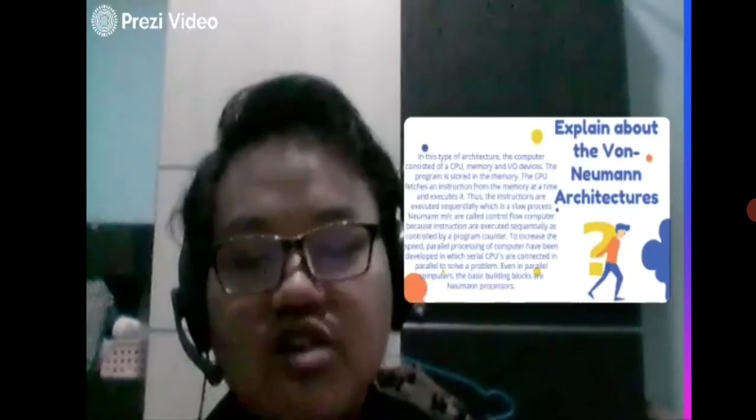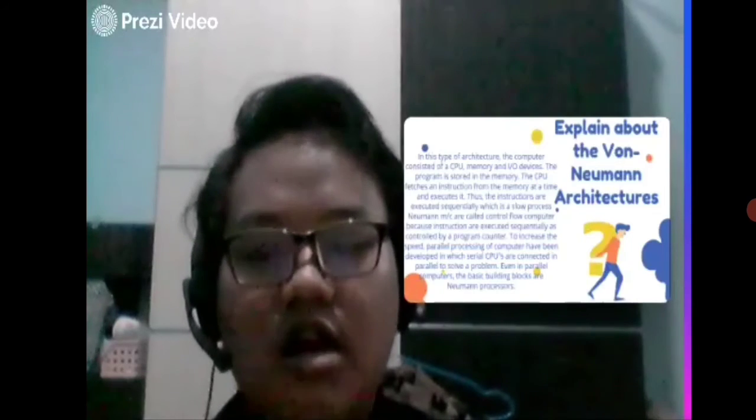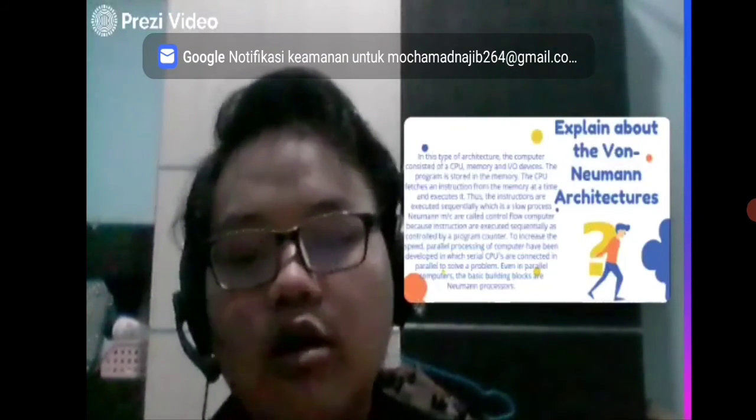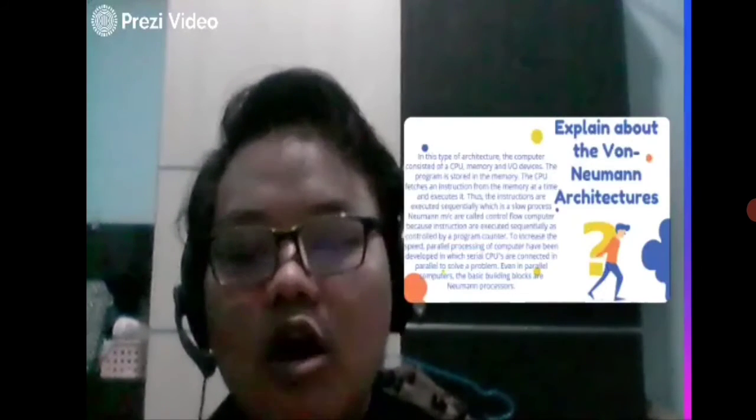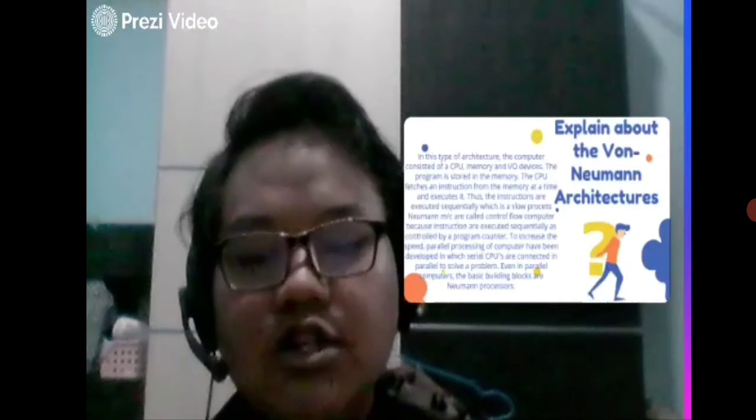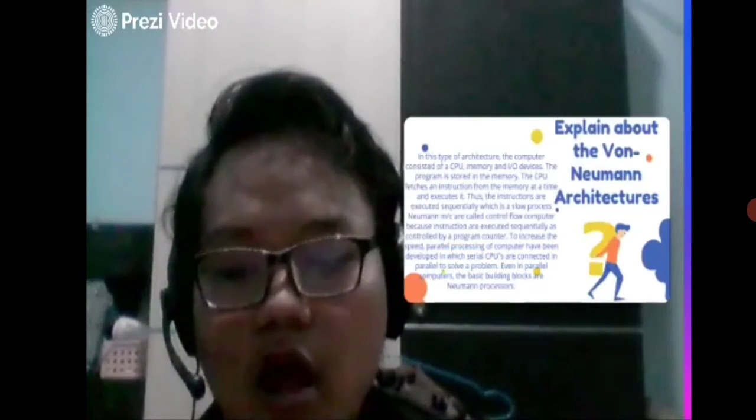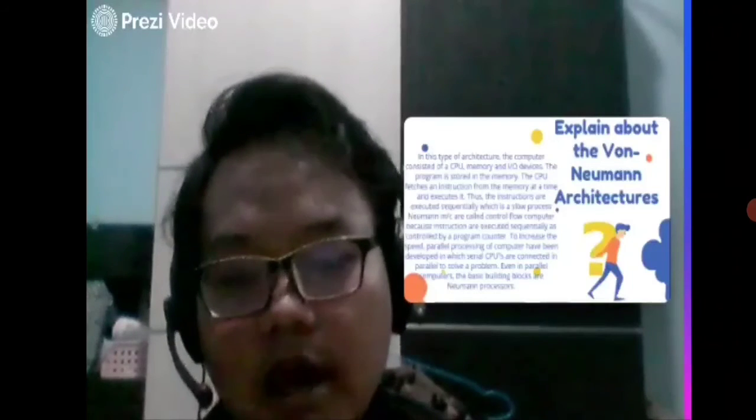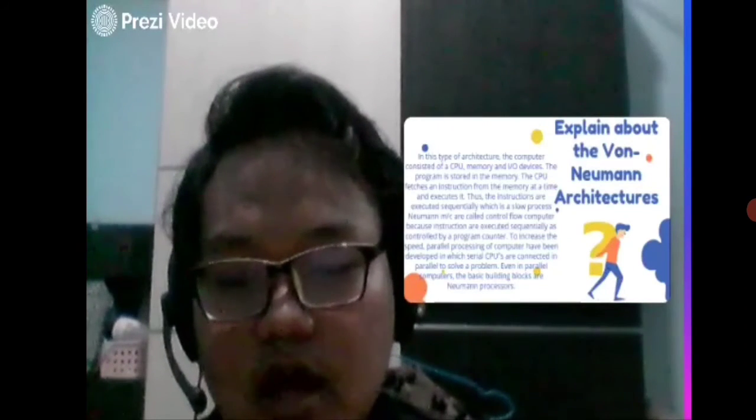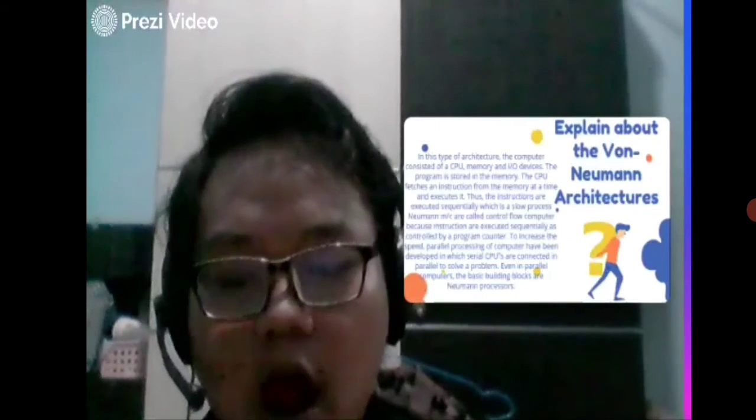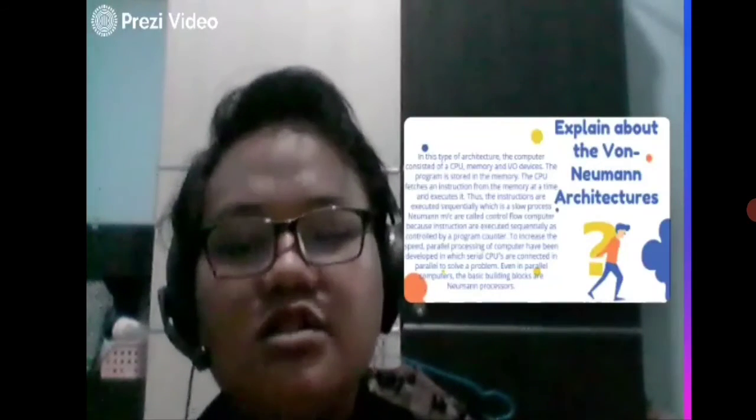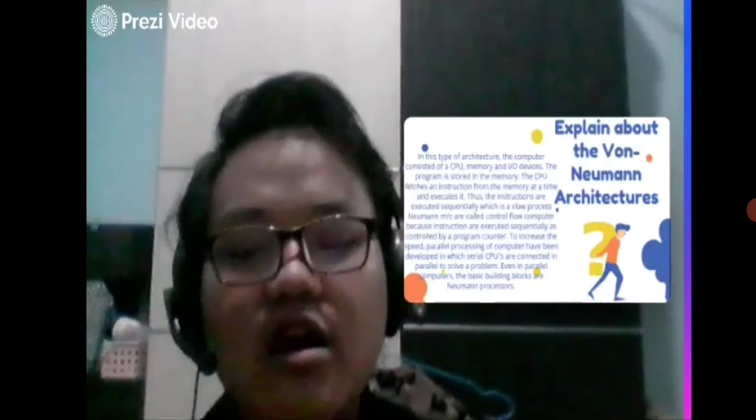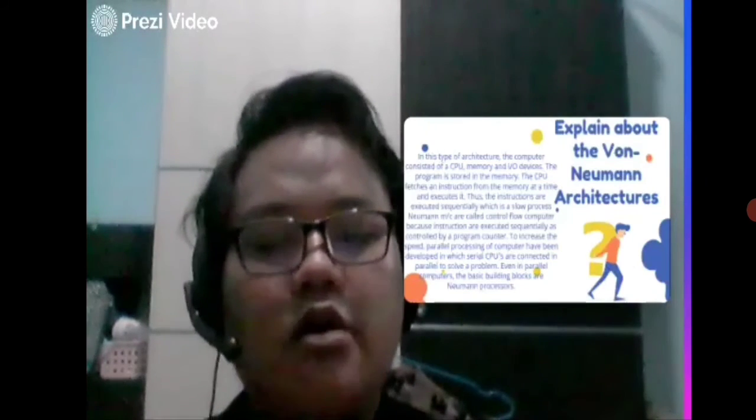Thus, the instructions are executed serially, which is a slow process. Von Neumann computers are called control flow computers because instructions are executed serially as controlled by a program counter. To increase the speed, parallel processing computers have been developed in which serial CPUs are connected in parallel to solve a problem. Even in a parallel computer, the basic building blocks are von Neumann processors.